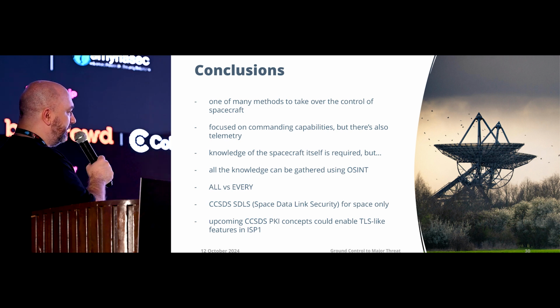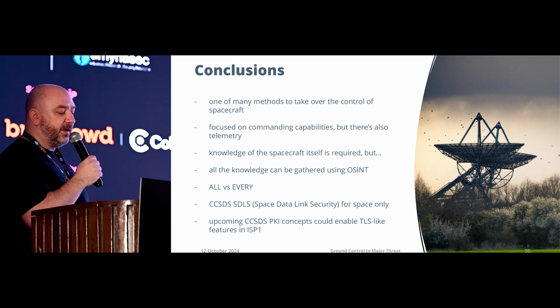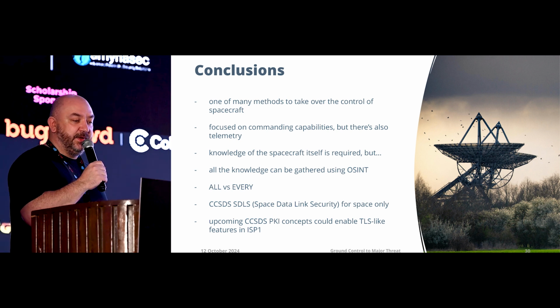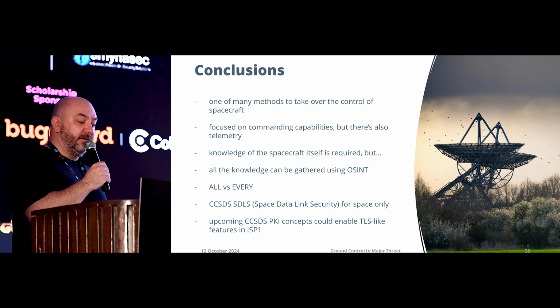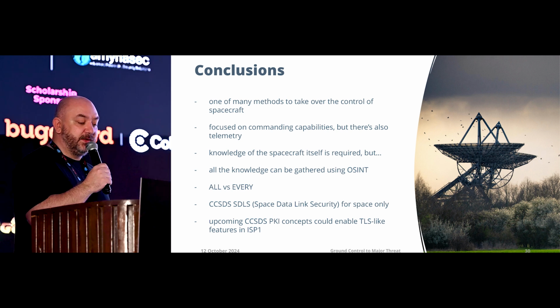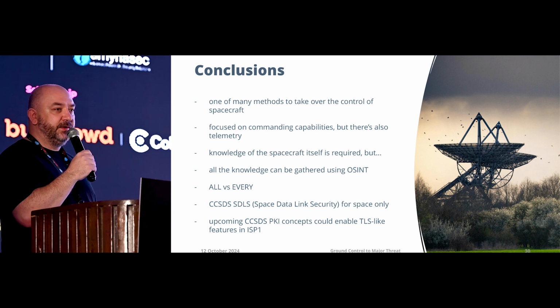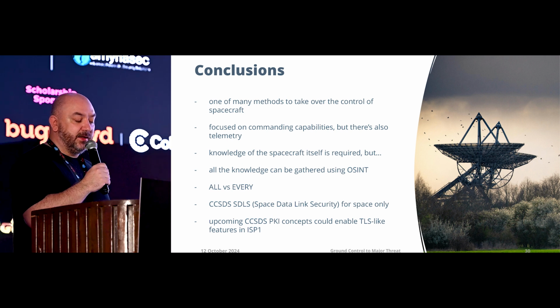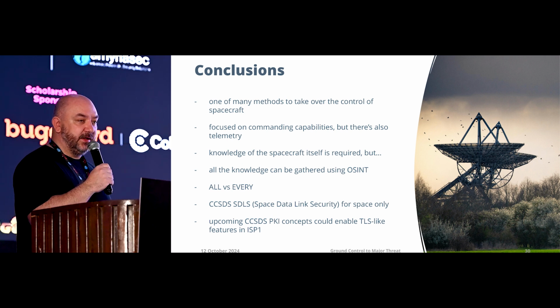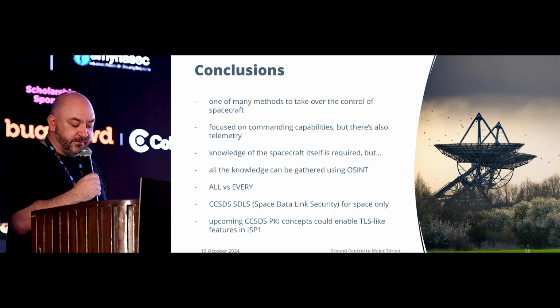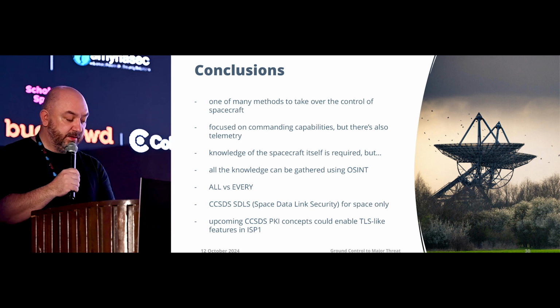And our idea was that instead of trying to work around and hide behind the firewall, we should implement CCSDS PKI concepts, which they have already developed at the standards level, in order to enable TLS-like features at the ISP1 encoding layer. That would basically encrypt the whole communication on the ground between the MCS and the ground station.